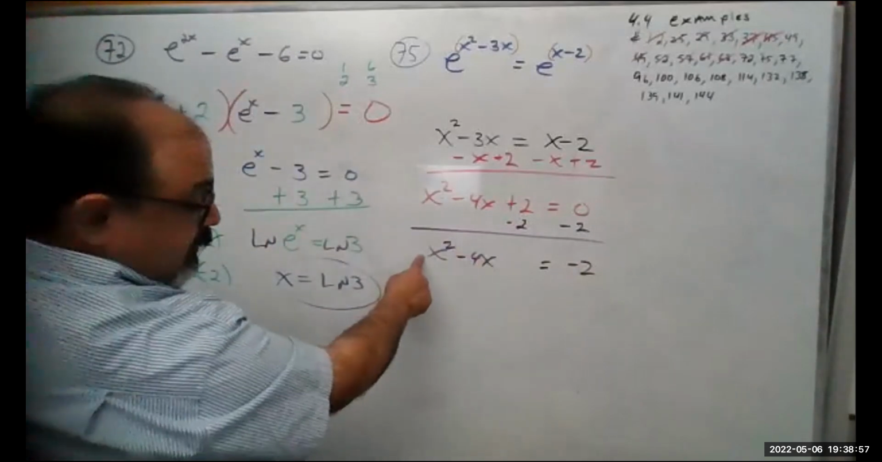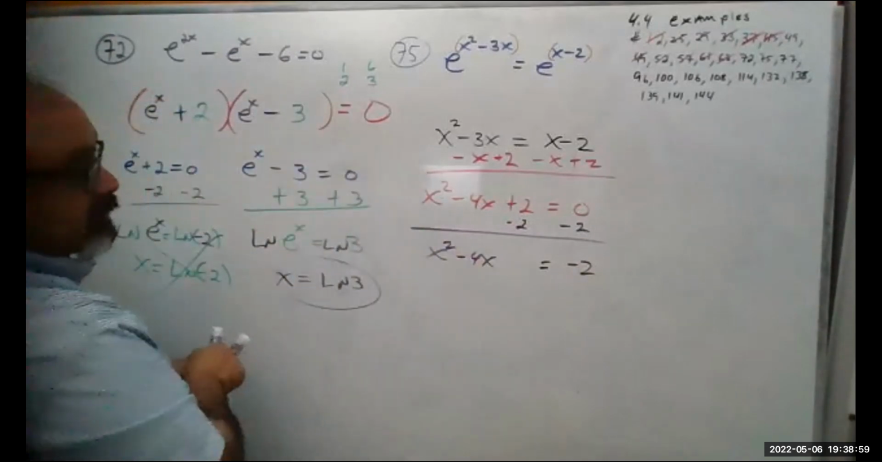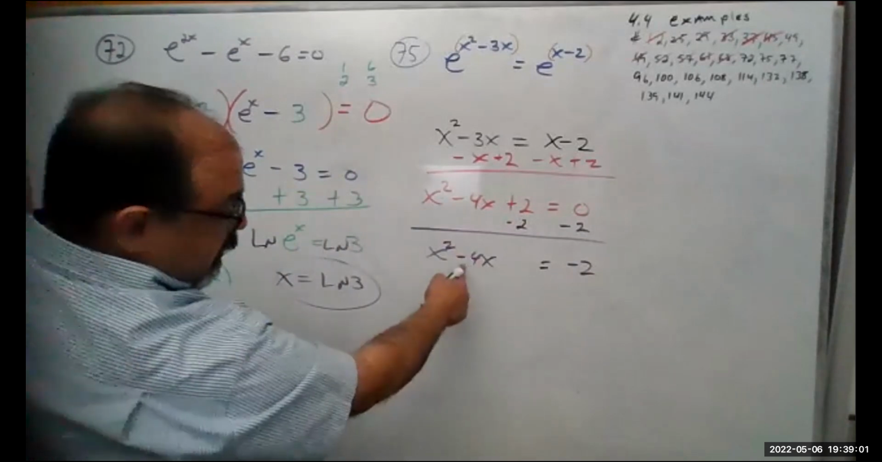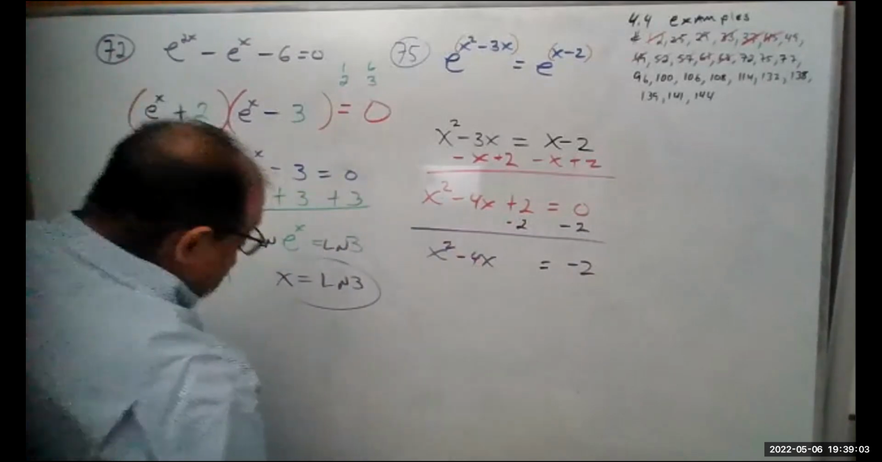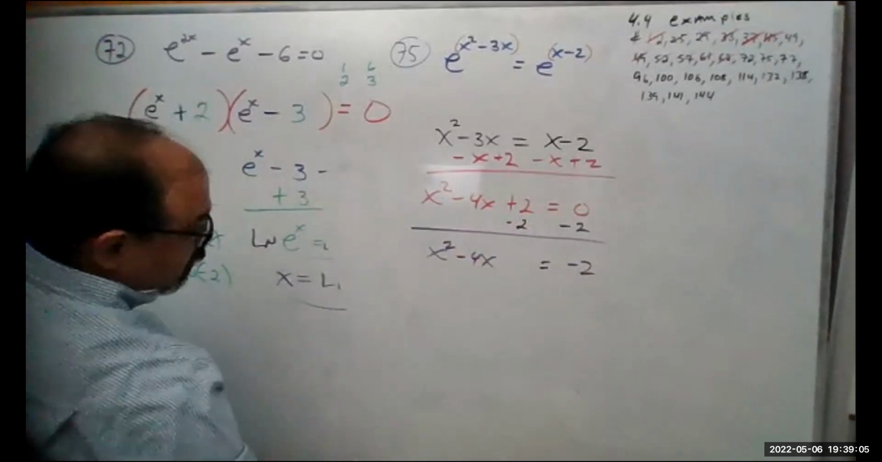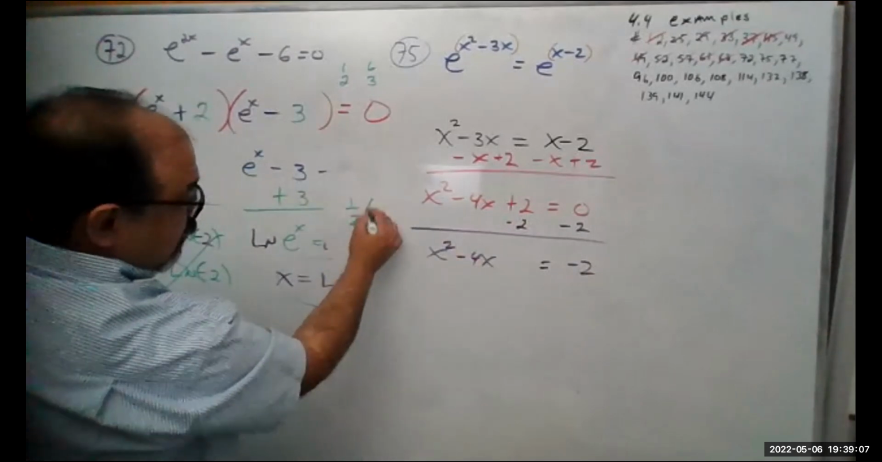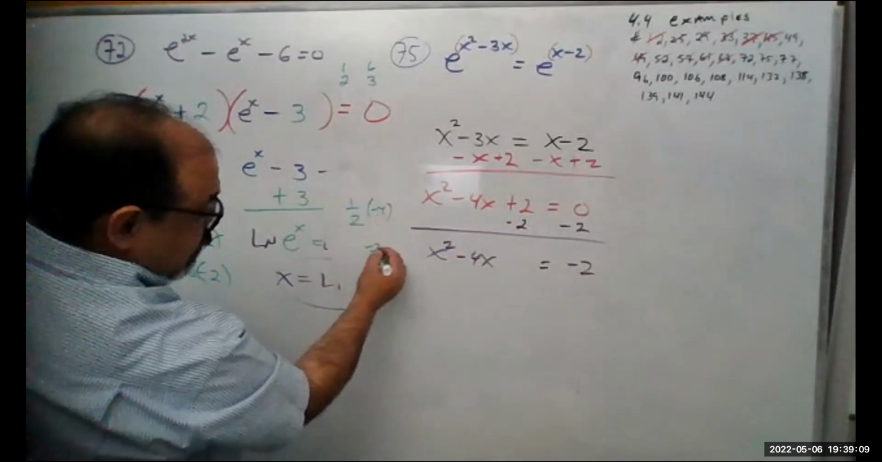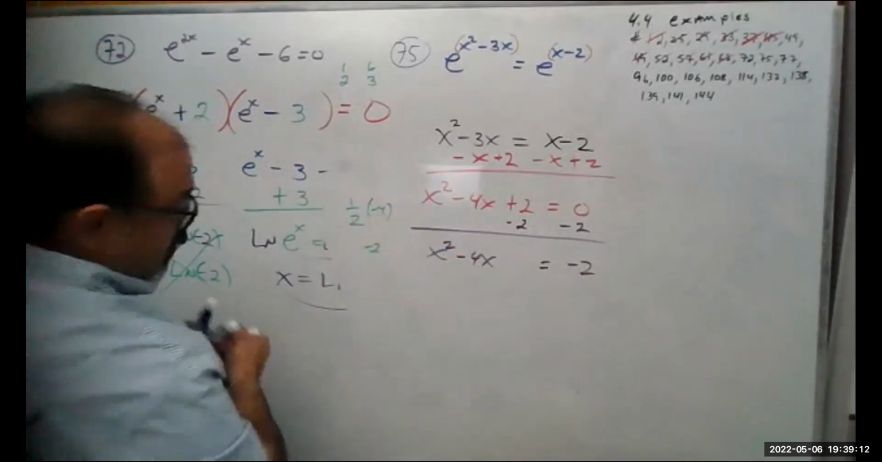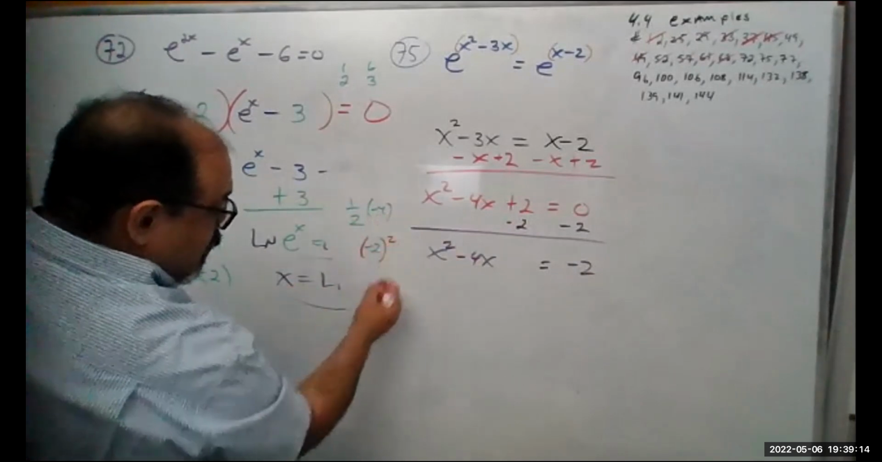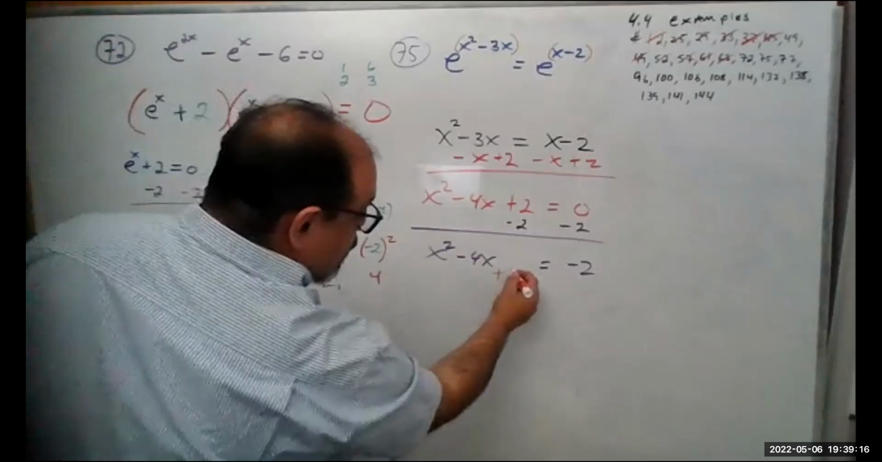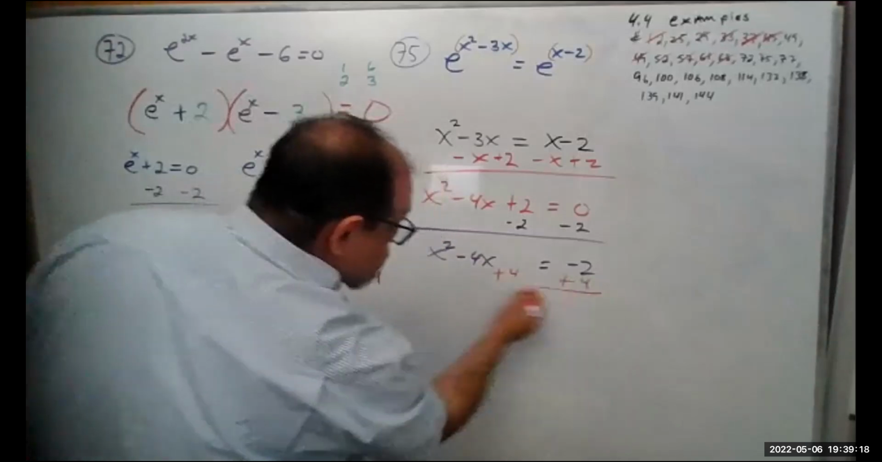Make sure it's 1 times x squared, and we got a 1 times x squared. Then I'm going to take half of the b. So I'm going to take 1/2 of that negative 4, that's a negative 2. Then I'm going to square it. I get a positive 4. I'm going to add that to both sides.